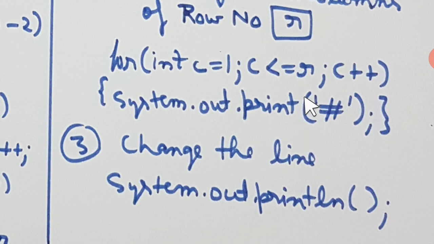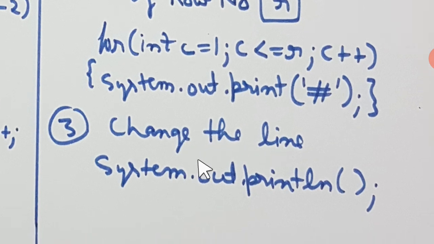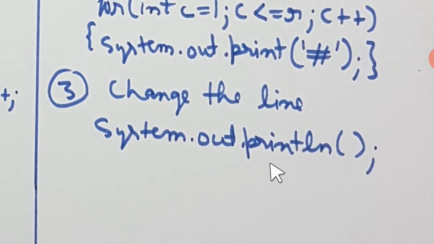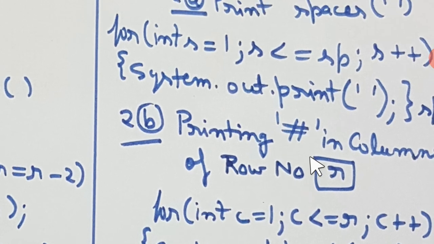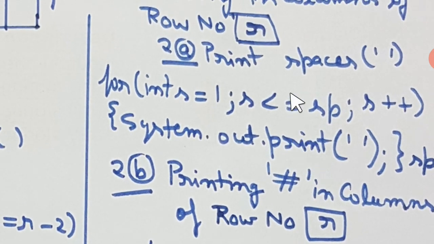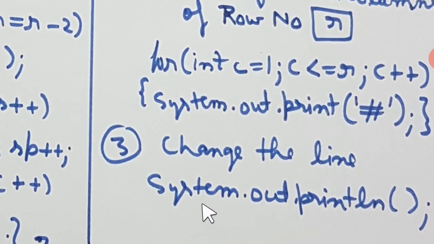After printing these spaces and the hash in the row, we need to change the line. The statement for that is system.out.println. I've suggested that you can write this system.out.println before the loop of printing spaces, so that you don't forget it later. It's your choice. You can have it here, or you can have it right after the closing brace of the loop for hash.